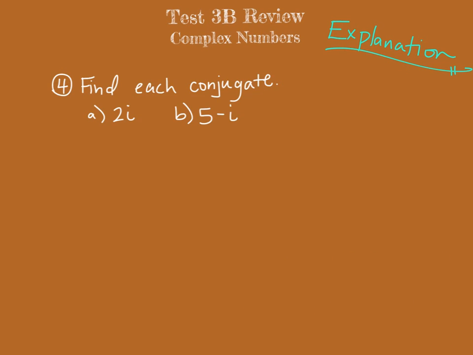Number 4 is pretty simple. A complex conjugate, rather, means the same real part but the opposite imaginary part. So for part A, this complex number is really 0 plus 2i, therefore its conjugate would be 0 minus 2i, or just negative 2i. In part B, the complex number is 5 minus i, therefore its complex conjugate would be 5 plus i, changing just that plus or minus to the opposite.